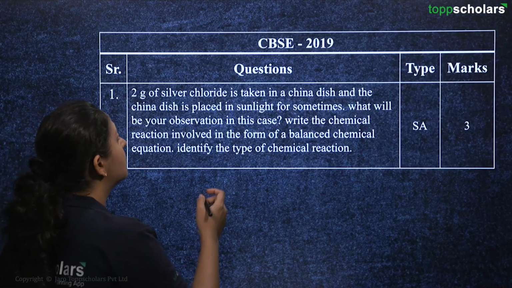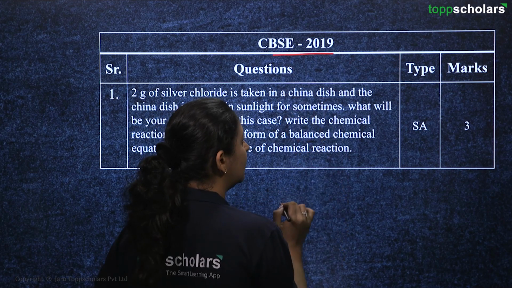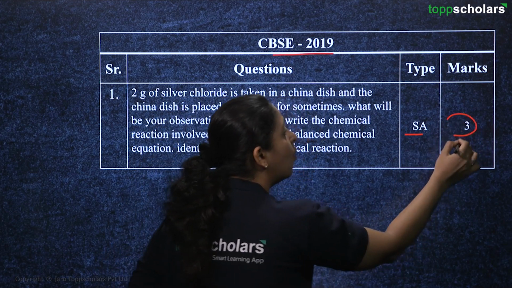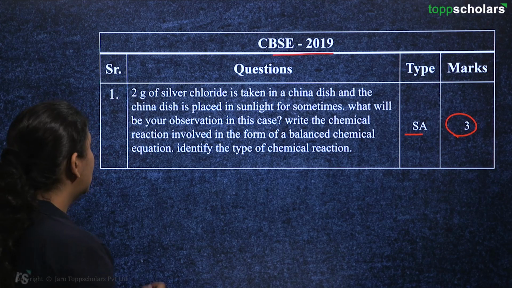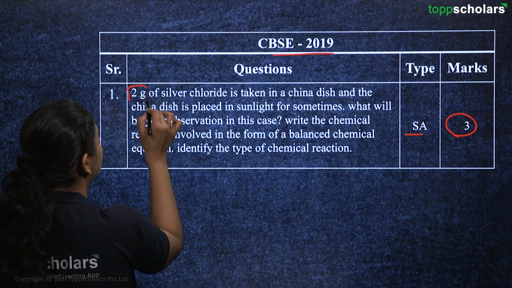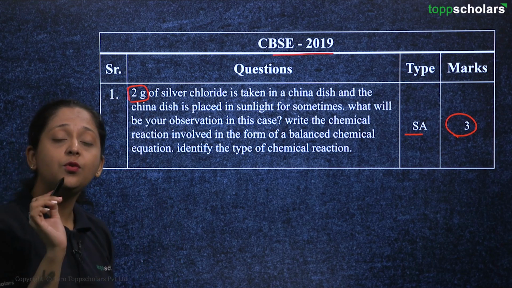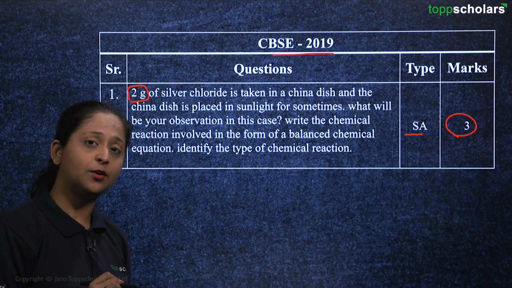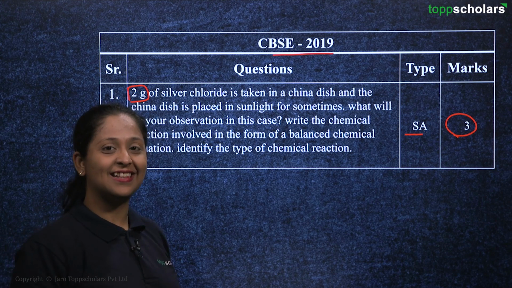See, here this is a question from the year 2019. It is a short answer question holding 3 marks for you. Let us go for the question first. So they have given 2 grams of silver. It is always good to note down the information which is given in the question. Many times you will find your answer there itself.